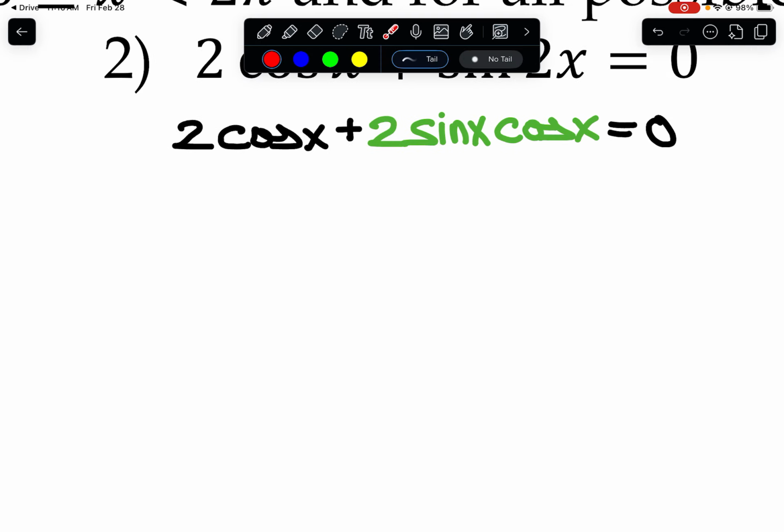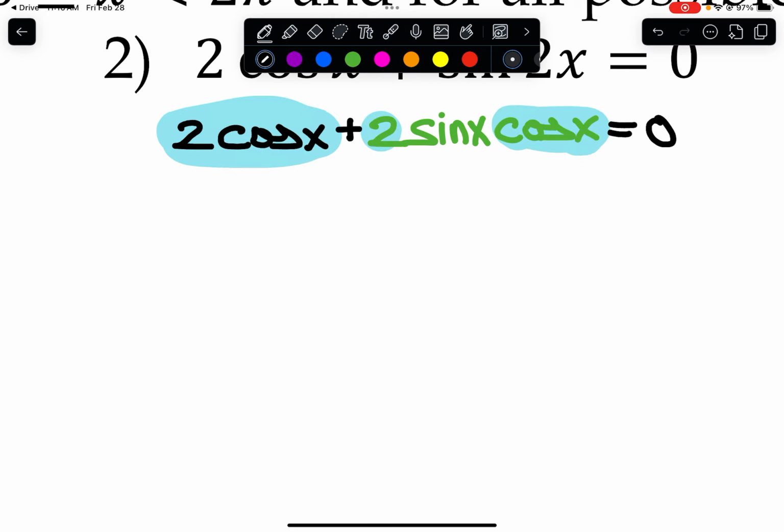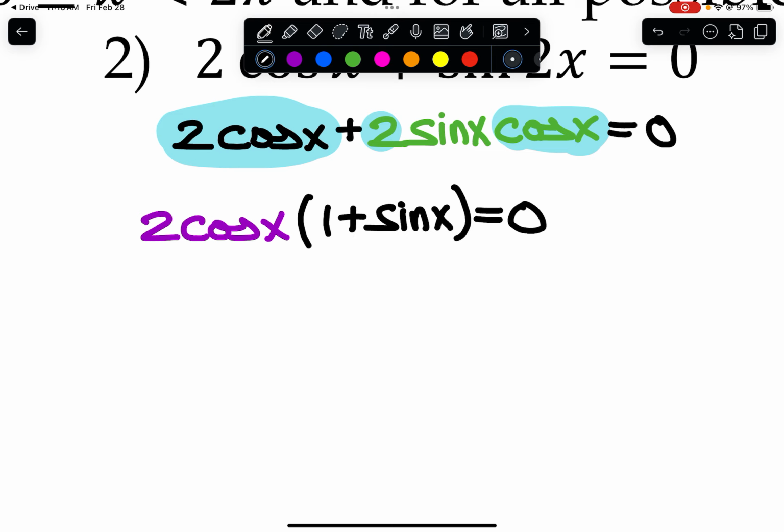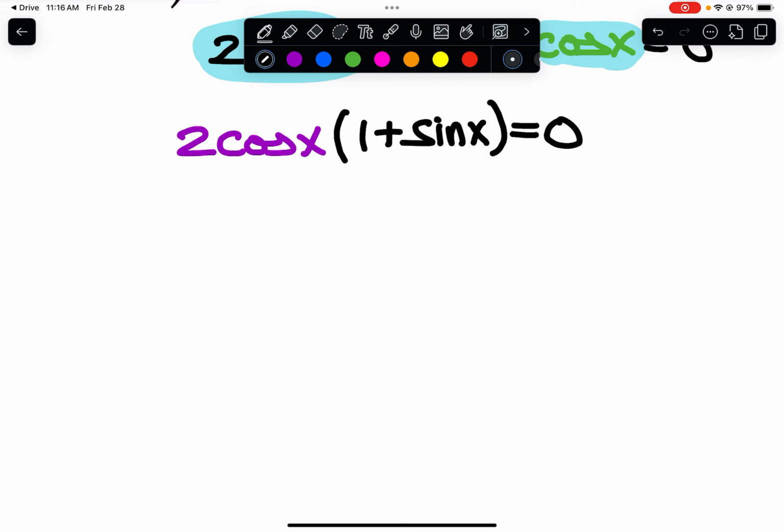So when you get to this point, now I have 2 cosine x plus 2 sine x cosine x. You want to look in both terms and see what they both have. So I can see that we have a 2 cosine x and a 2 cosine x. So I'm going to factor out a 2 cosine x. And when that happens, I'm going to be left with 1 plus sine x, and that's going to equal 0. So same idea here. You're going to split and solve.